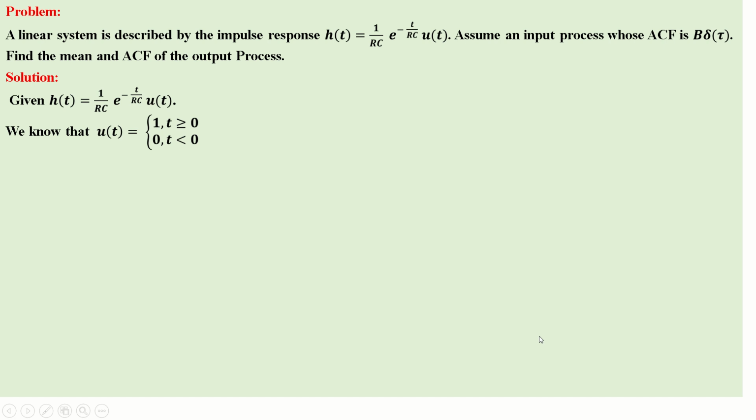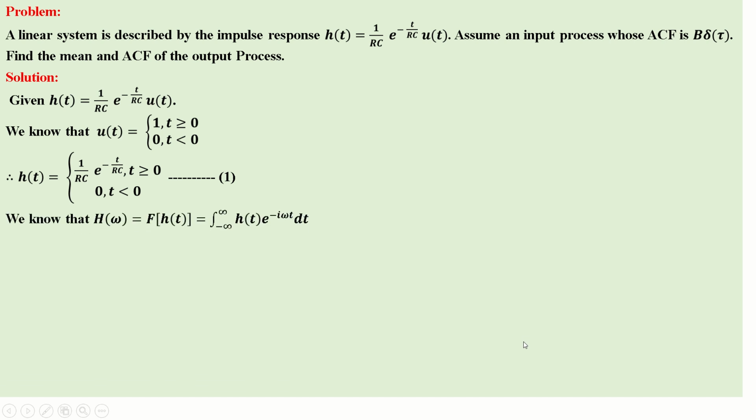Given h(t) = (1/RC) e^(-t/RC) u(t), where u(t) is equal to 1 for t greater than or equal to 0, and 0 for t less than 0. Applying this, h(t) becomes (1/RC) e^(-t/RC) for t greater than or equal to 0, and 0 for t less than 0. This is equation number 1.